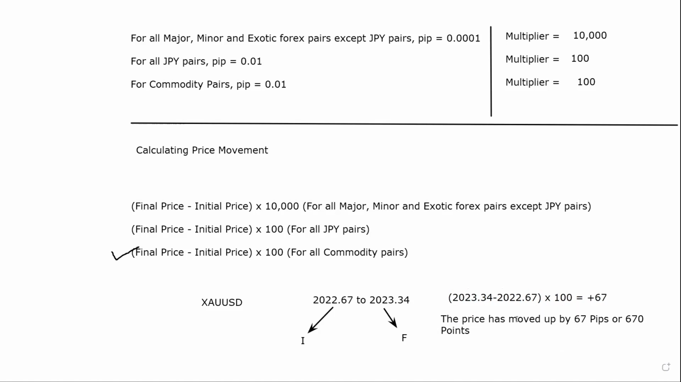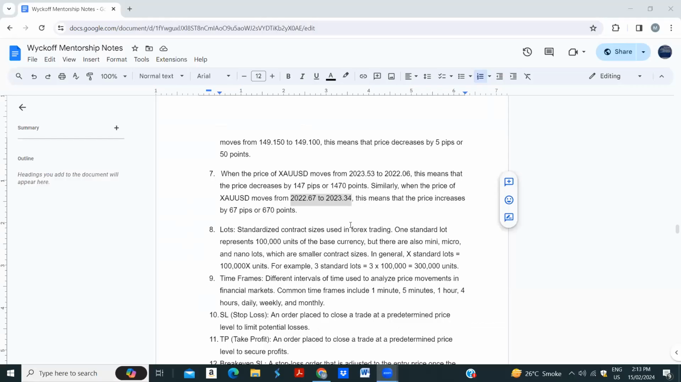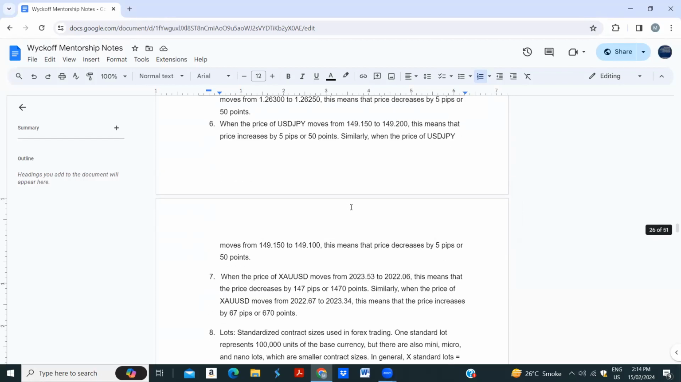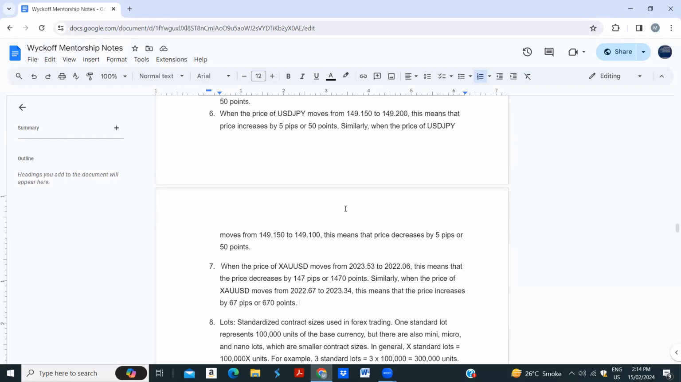Why do we say that the price has moved up? Because of the positive sign. When the sign was negative, then the price would move down. If the sign is positive, then the price would move up. Okay. That's it. We have completed episode number 7 as well. So these were the critical discussions related to pips and points and everything, right?